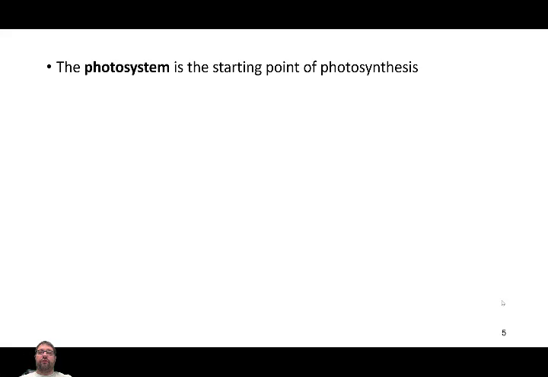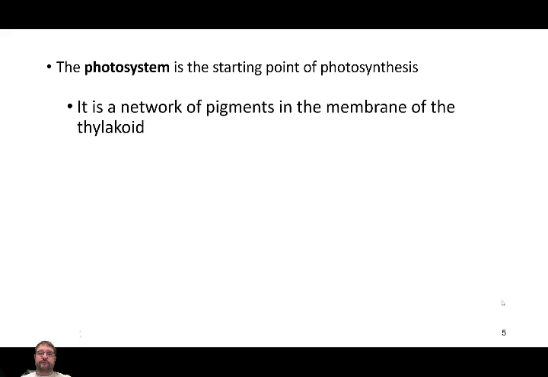All right, so photosynthesis is broken up into photosystems, and we're going to talk about each one of the photosystems. Thylakoids, like I said before, have a series of proteins and a series of pigments. Pigments are unique molecules that are able to capture photons. And they have these pigments and proteins embedded in their membrane.